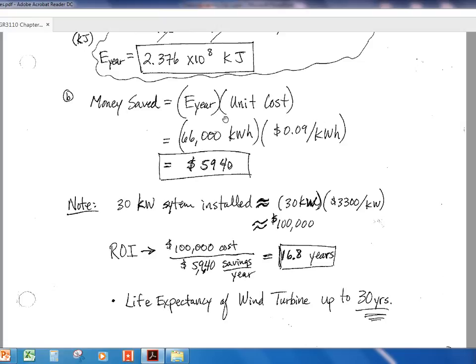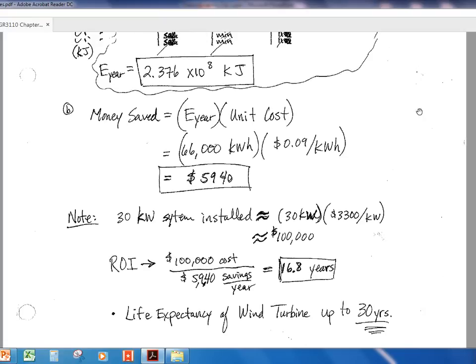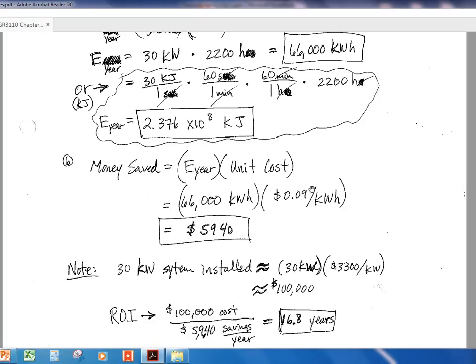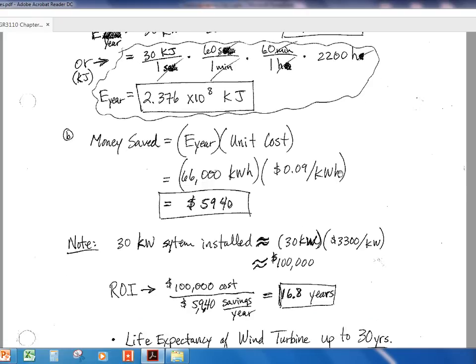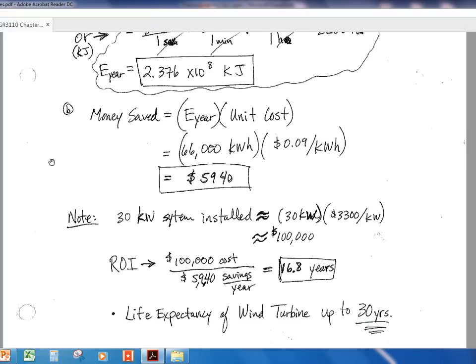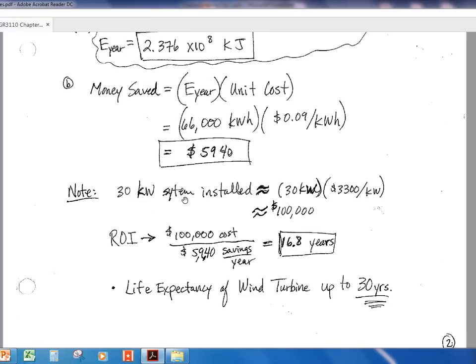Okay. And if we want to calculate the money saved, we can take the energy throughout the year, multiply that by the unit cost. In this case, we were given information about the energy value in terms of kilowatt hours, right? So 9 cents per kilowatt hour. We determined earlier that we had 66,000 kilowatt hours of electricity production per year. So that gives us 66,000 kilowatt hours times 0.09. You can see the kilowatt hours cancel out. We're left with a dollar value of $5,940.